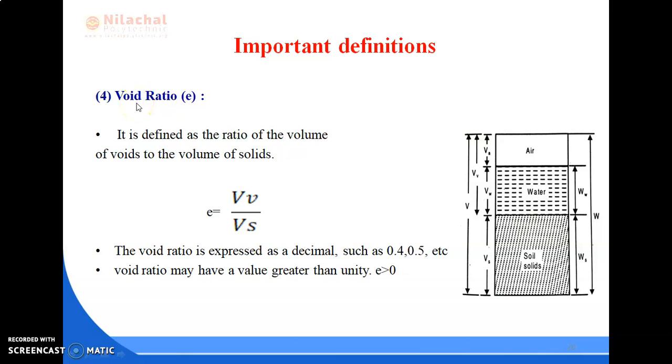void ratio. Notation is small e. It is defined as the ratio of the volume of voids to the volume of solids. So mathematically, e equals Vv by Vs.